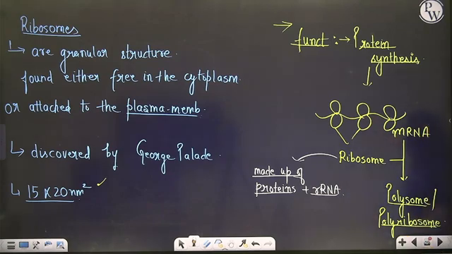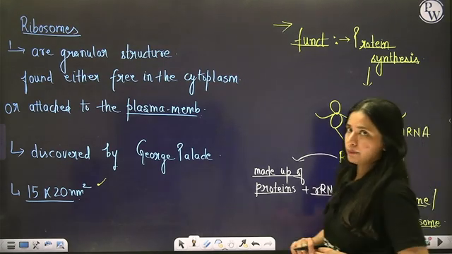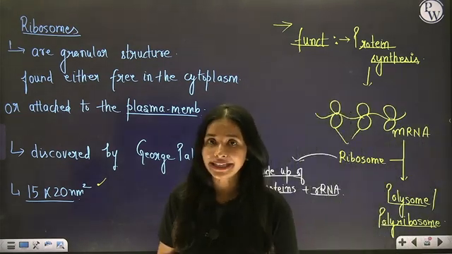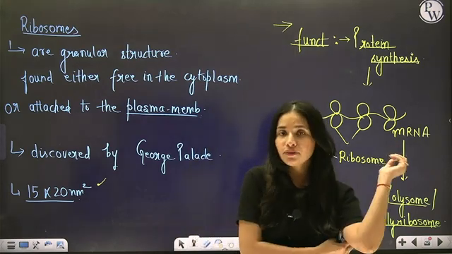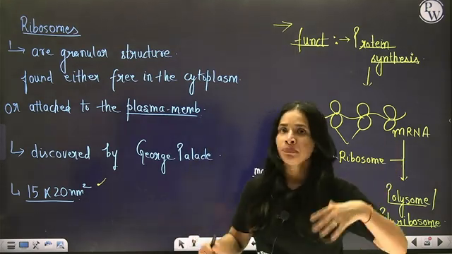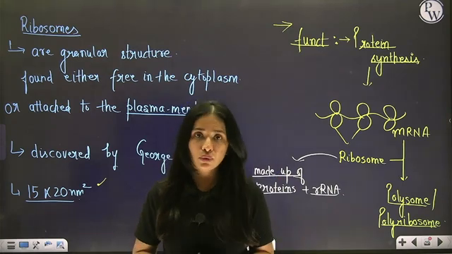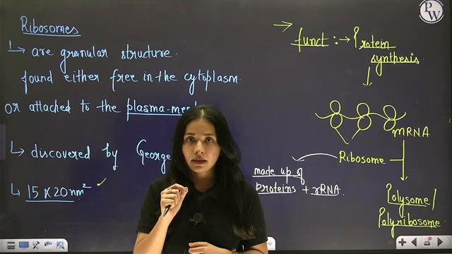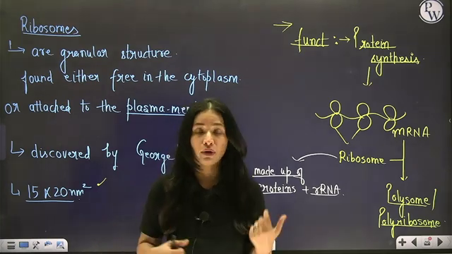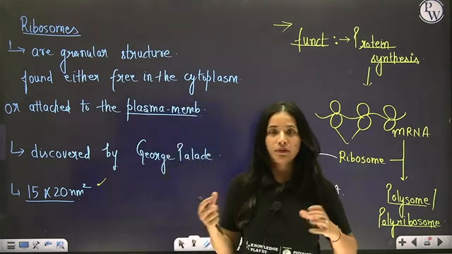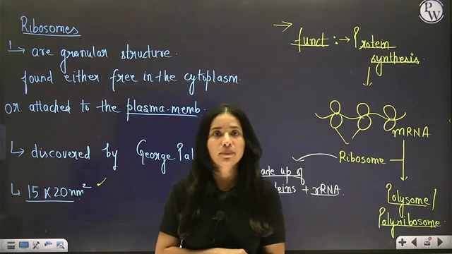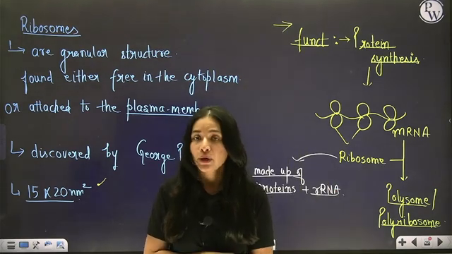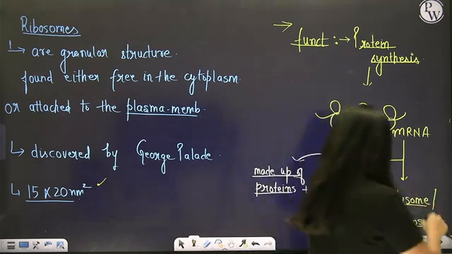Now, there are two types of ribosome. I will not tell you much about the types, but a little bit of information I will give you over here, and the remaining information we will do when I teach you eukaryotic cell in detail. But since we are doing prokaryotic cell, a little bit of information about prokaryotic ribosome you should know. So basically, there are two types of ribosome. How many types of ribosome? Two types.